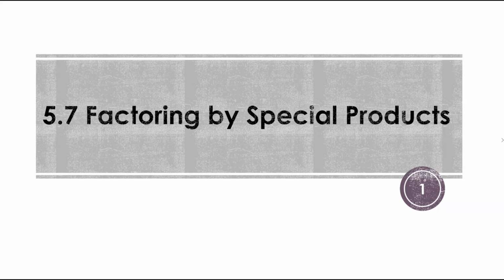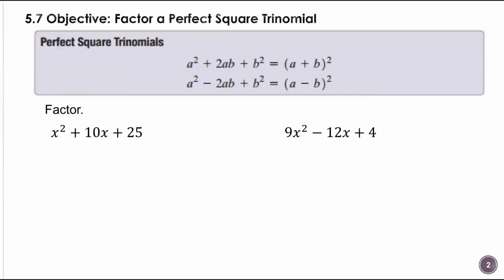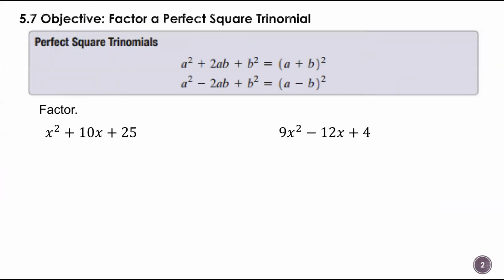Hi everyone, in this video we're going to be factoring by special products. So I'll explain that to you as we go. One of the special products would be a perfect square trinomial. So if we have certain things happening in our trinomial, it is a perfect square trinomial. And so basically you can check this to see, is this a perfect square trinomial?